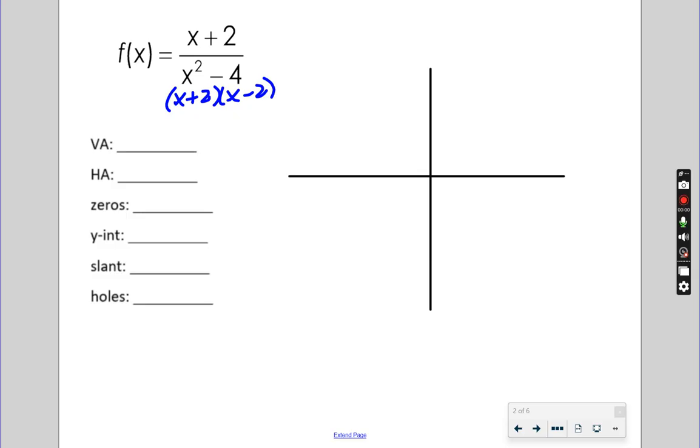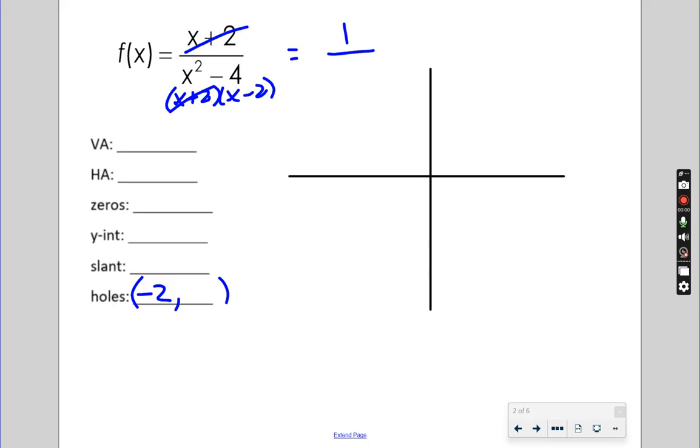If something cancels, that tells you there is a hole in the graph. So there is a hole at x equals -2. I'm going to tell you how to find the y value in just a second, but that's how you find the x value: whatever cancels, set that equal to 0 and solve. I like to rewrite the whole new problem so I don't get confused.